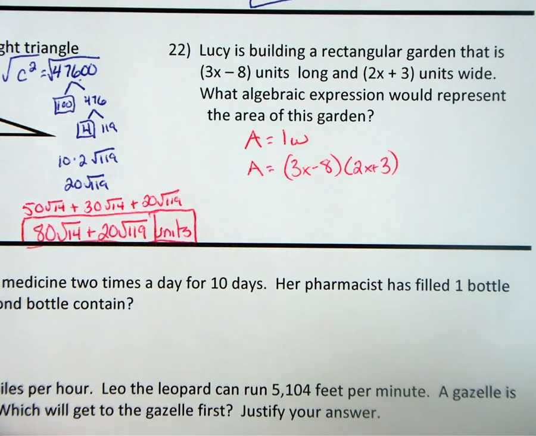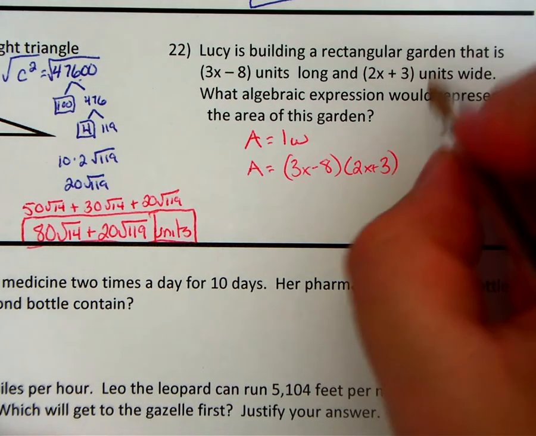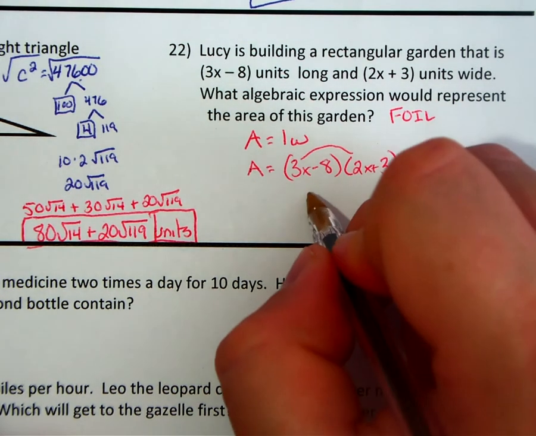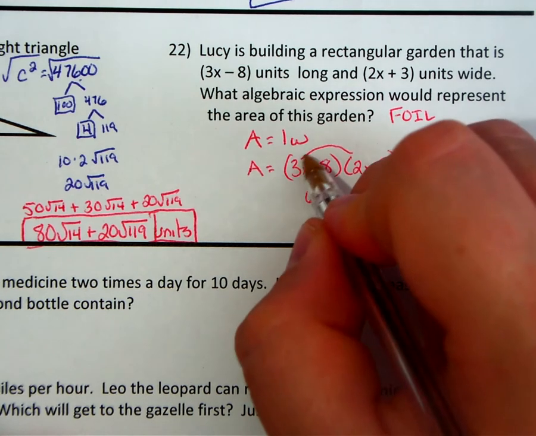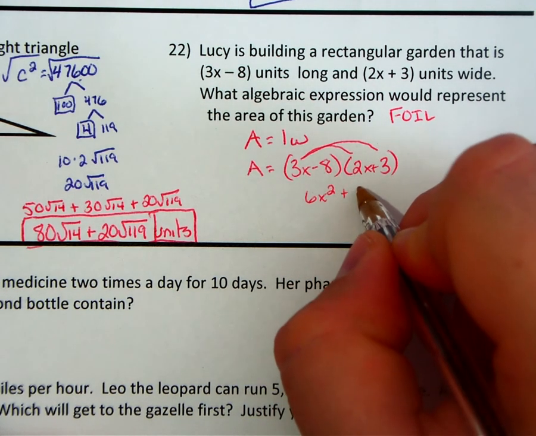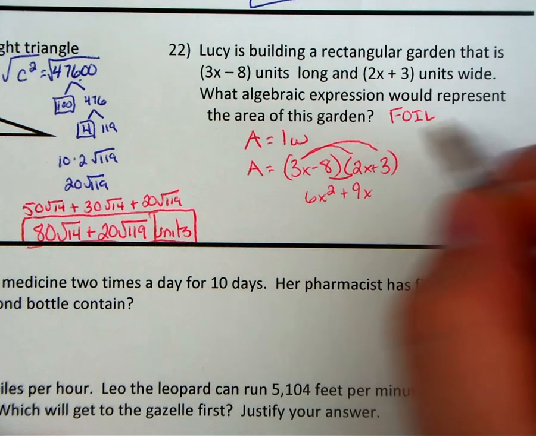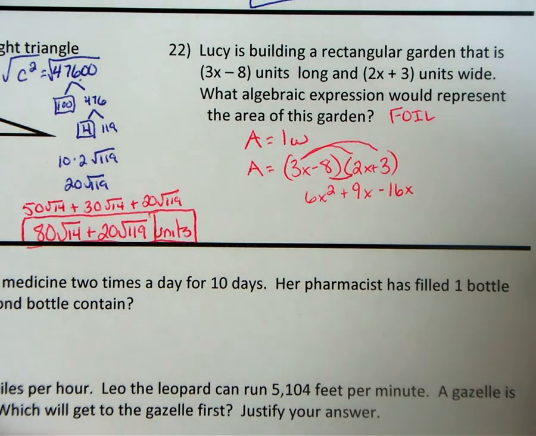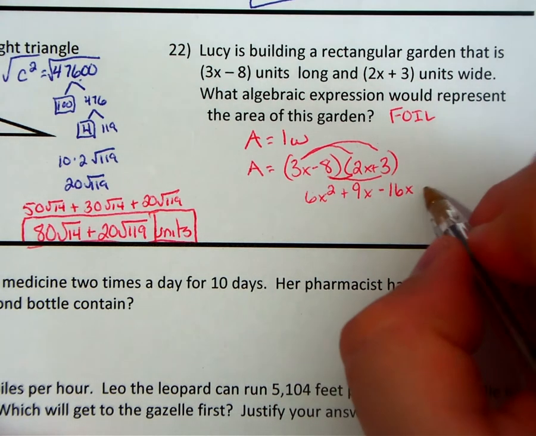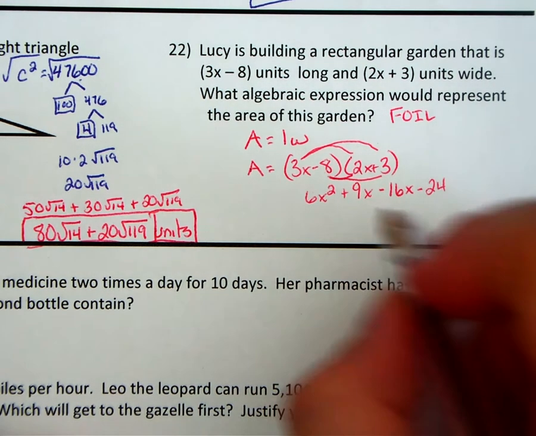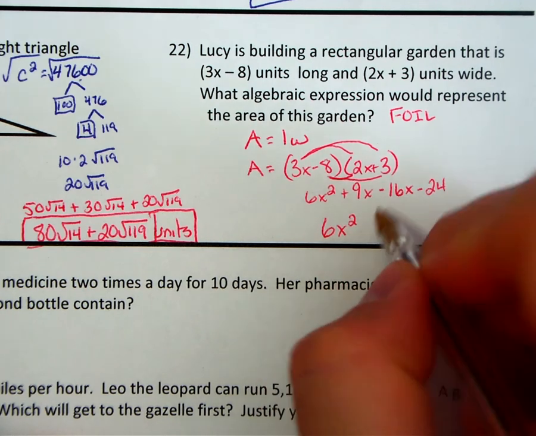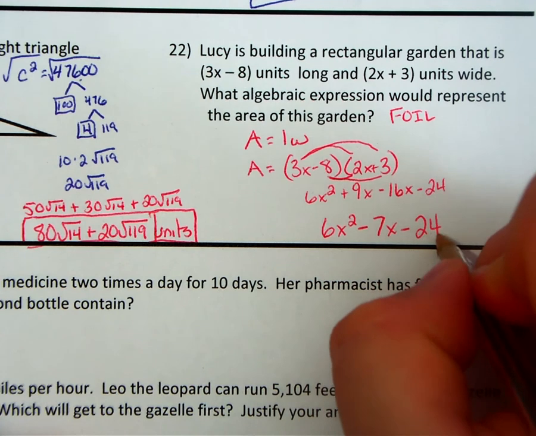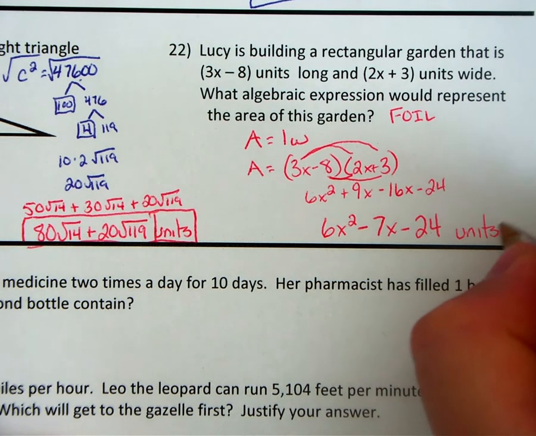Well, that's not too bad. It looks like we've got two binomials, so we can FOIL. 3x times 2x is 6x squared. 3x times 3 is 9x. Negative 8 times 2x is negative 16x. Negative 8 times 3 is negative 24. Combine our like terms: 6x squared minus 7x minus 24 units squared.